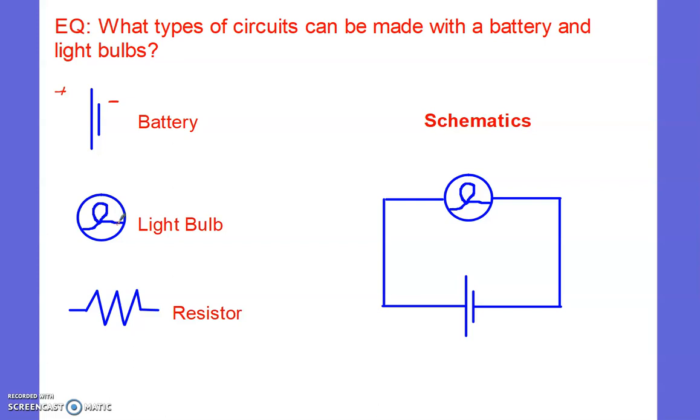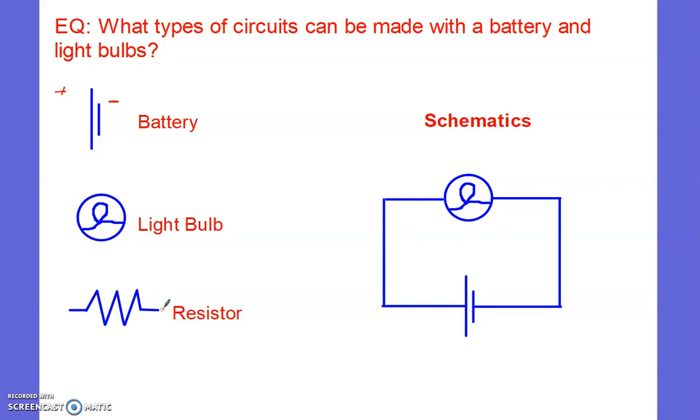A resistor is represented by a jagged line. It's supposed to represent speed bumps, to slow something down, because that's what a resistor does. It slows or prevents the electrons from moving.